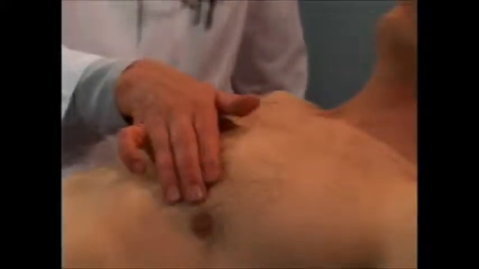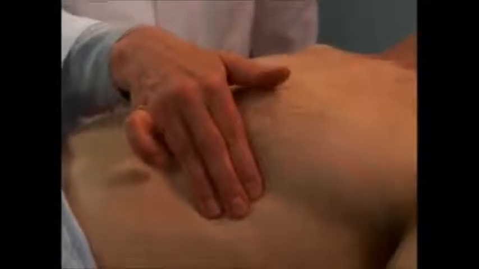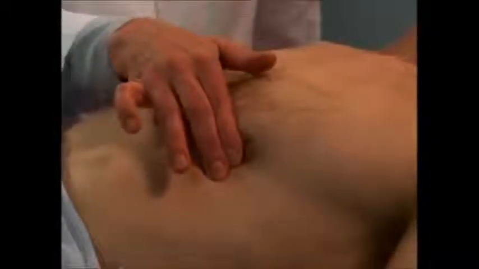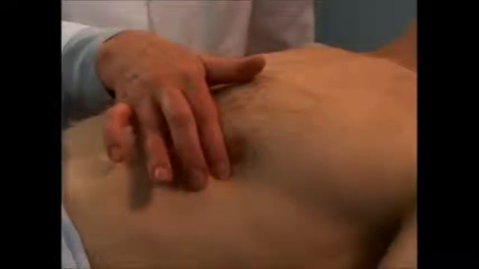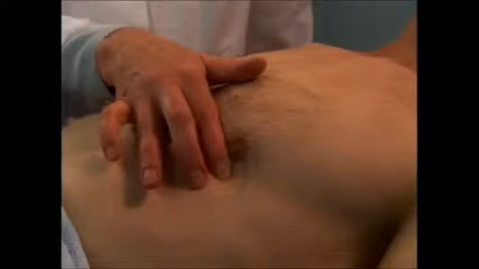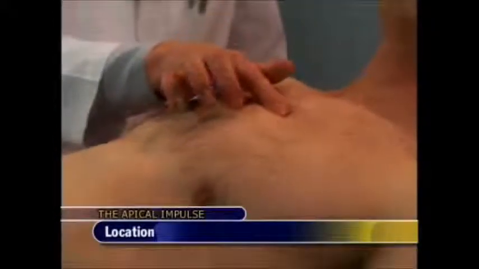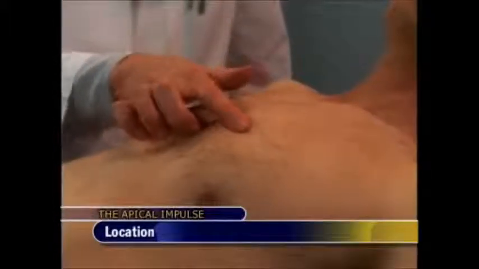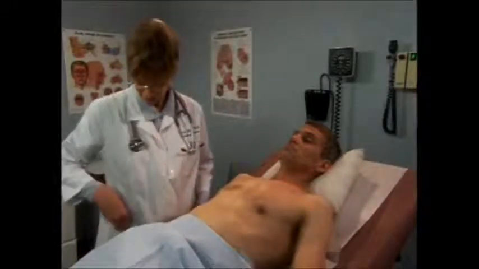Using the palmar surfaces of several fingers, then for finer assessments your fingertips followed by one finger alone, palpate to confirm the characteristics of the apical impulse. You will note its location, diameter, and amplitude. Identify the location of the apical impulse by the interspaces in which you feel it, and by its distance in centimeters from the midsternal line.